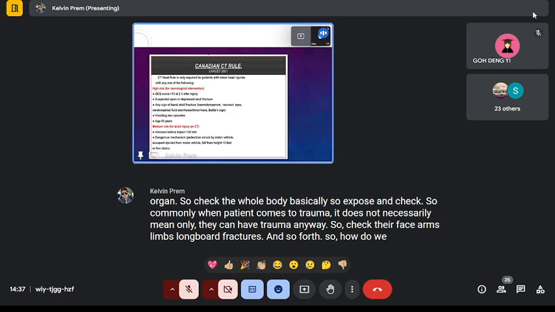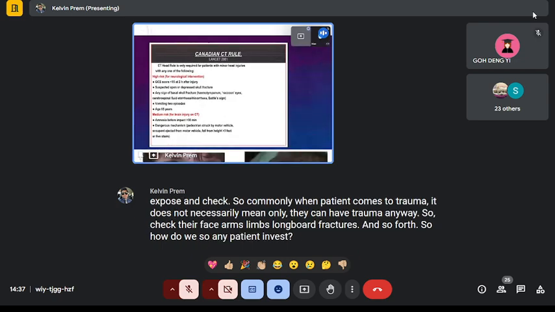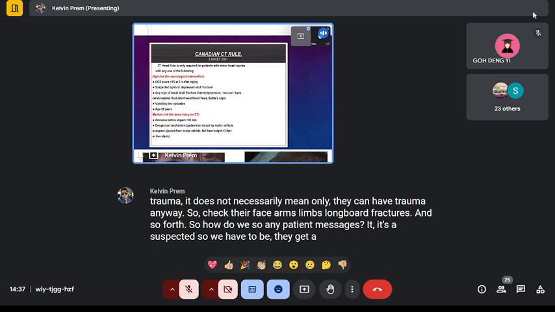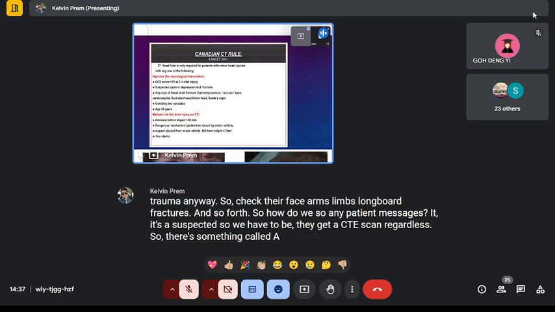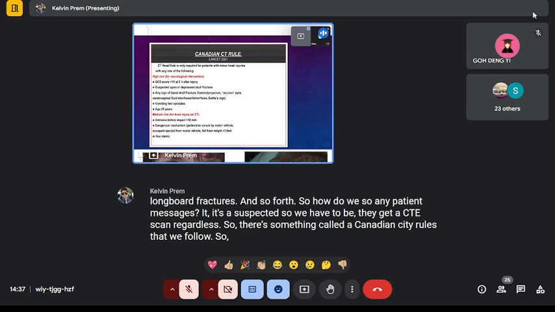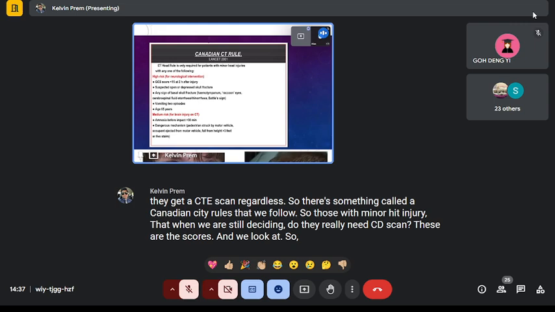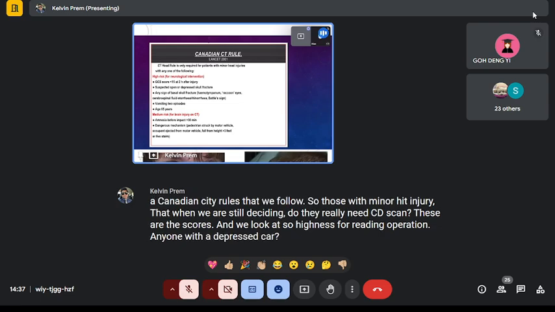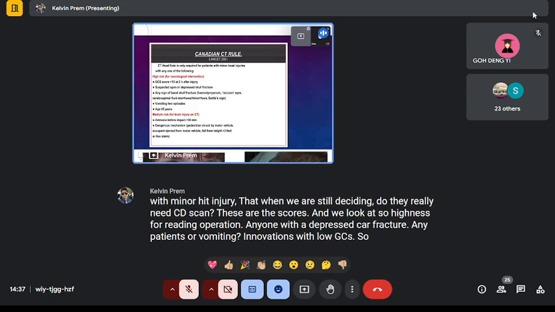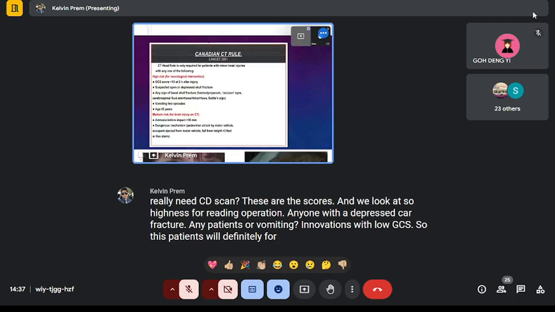Any patient with GCS less than 8 is a suspected severe TBI injury. They get a CT scan regardless. There's something called the Canadian CT rules that we follow. For those with minor head injury, when we are still deciding whether they really need a CT scan, these are the criteria we look at. High risk for needing operation: anyone with a depressed skull fracture, any patient who is vomiting, and any patient with low GCS. These patients will definitely go for a CT scan.